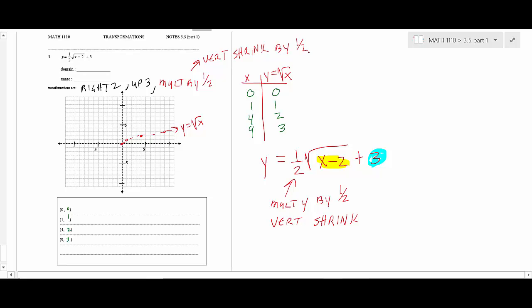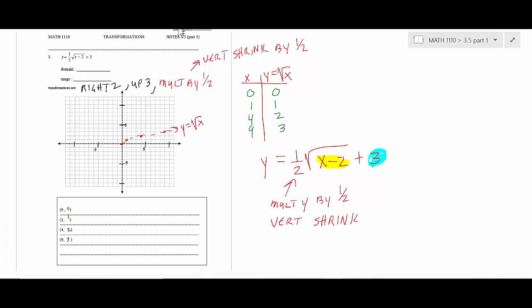Now, what order do we do this in? This is where students mess up. What do you have to do first? Right? Then what? Multiply by 1/2, then what? Up 3. Okay, all you're doing is following order of operations. You got to do what's under the radical, then multiply, then add. That is simply following order of operations. So if you forget, realize where it comes from.